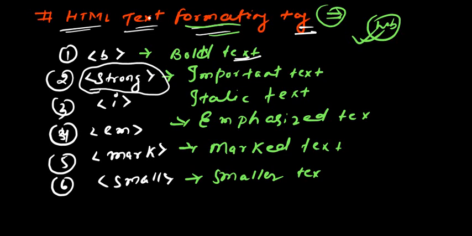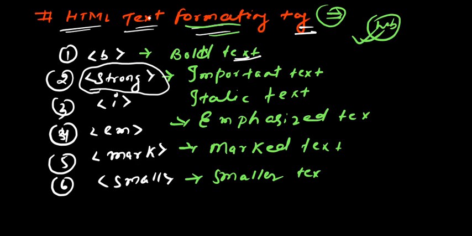But according to the browser it can look different. For example, when I use Microsoft Edge, there is a different look. Some browsers give the same look for both, but some browsers show them differently. When you define what a strong tag is, a strong tag is a formatting tag which is used for important text, right?